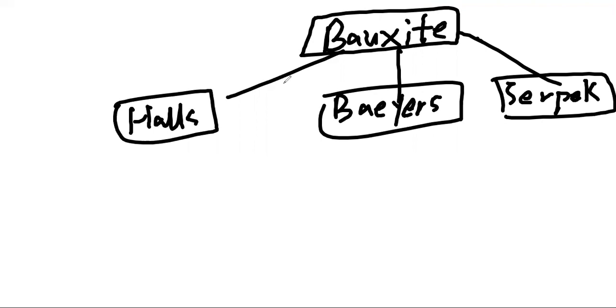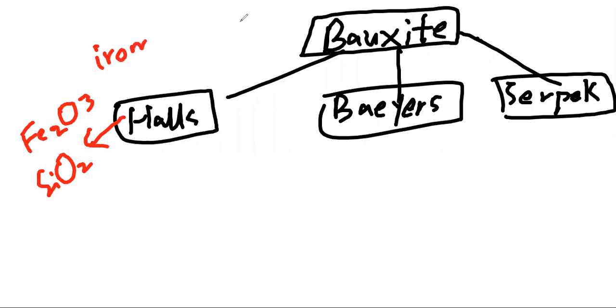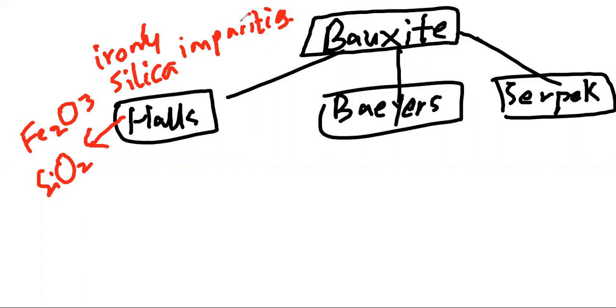In Hall's method, we use it when the ore of bauxite contains iron, Fe2O3, and silica, SiO2, as impurities. The bauxite is then fused with sodium carbonate to form sodium aluminate. Equations are not important, that's why I'm not writing them here.